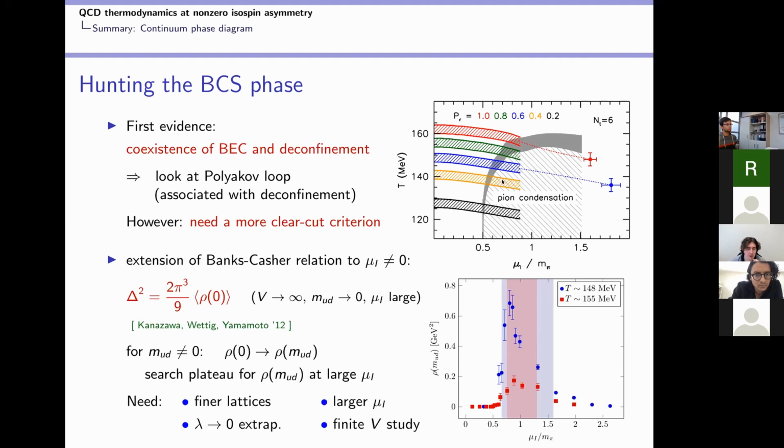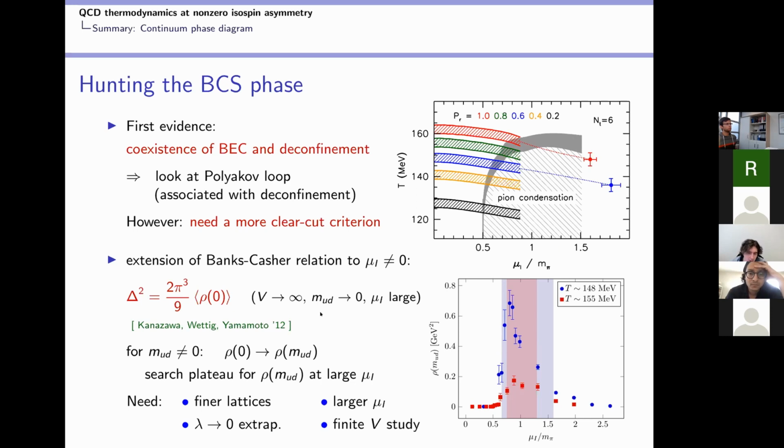And that was actually one of my questions, whether this naive picture is actually true, and whether there are confirmations of this picture, or arguments against it. So what we tried to do, on the other hand, to shed more light on this, was to look at an extension of the Banks-Casher relation.